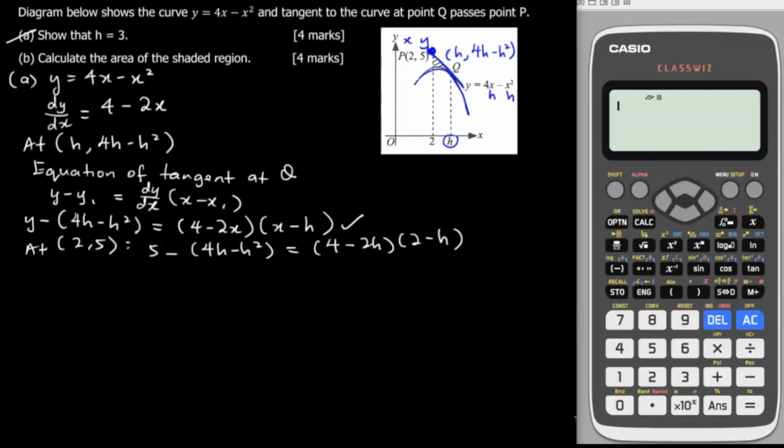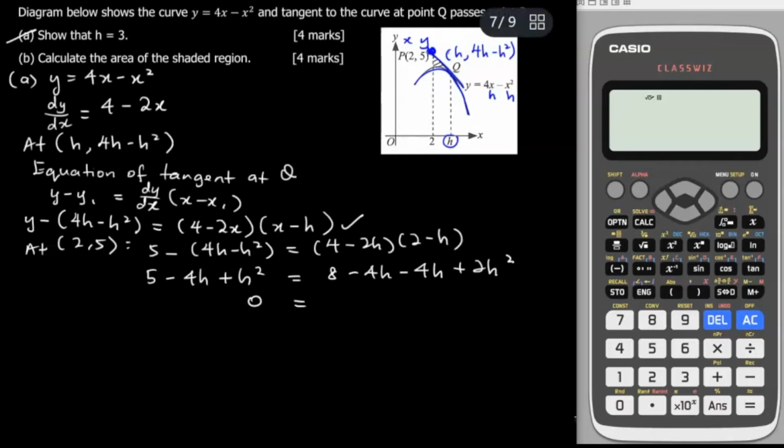Now we're going to expand this. So 5 minus 4h plus h squared equals 8 minus 4h minus 4h plus 2h squared. Now I move everything to the right hand side, so 0 equals h squared minus 4h plus 3. Now we factorize this into two brackets. Here will be h and h, here will be 1 and 3, and both are negative. Therefore h equals 1 or 3.